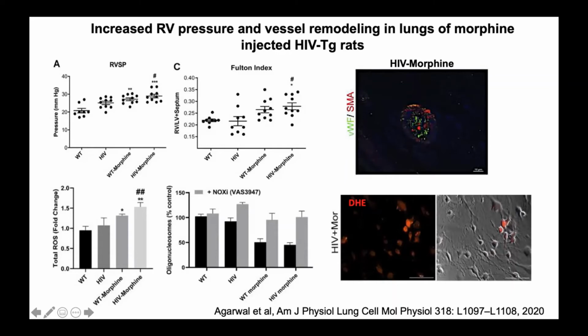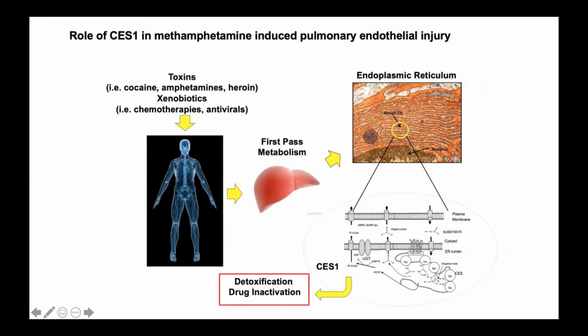Also you can see here that these cells, as I told you in the ROS measurement which was done fluorimetrically, here by staining, you can also see a lot of cells that were DHE positive, which is a marker of oxidative stress. So after doing this, when I joined Dr. Vinicio's lab, here we are working on the role of CES1 in meth-induced pulmonary endothelial injury.